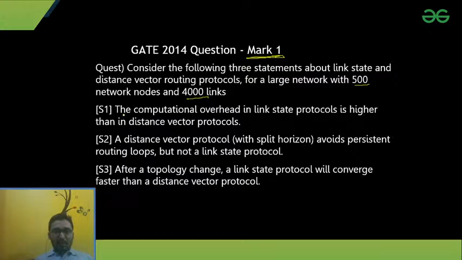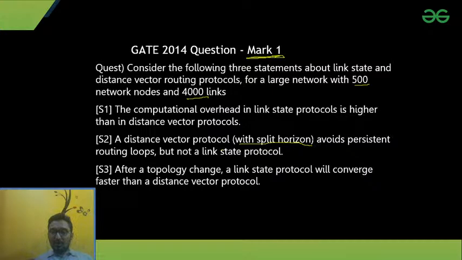Statement one tells us that the computational overhead in link state protocol is higher than in distance vector protocol. So statement one says that we require more computation in link state protocols than in distance vector protocol. The second statement given is a distance vector protocol with split horizon. So they are removing the disadvantages of distance vector.